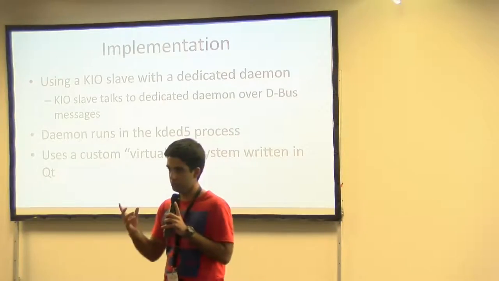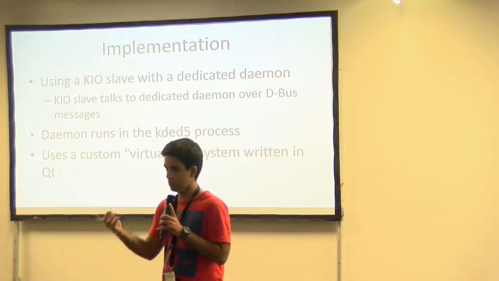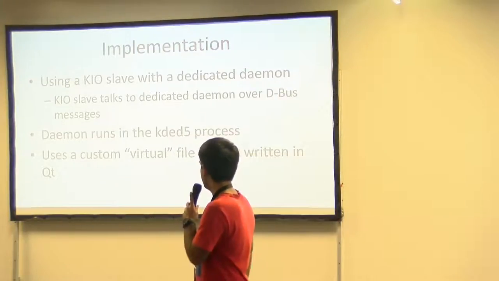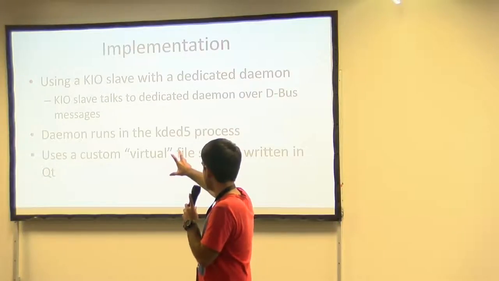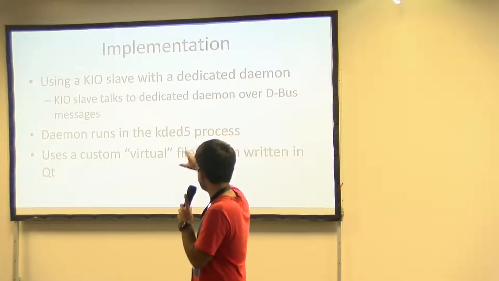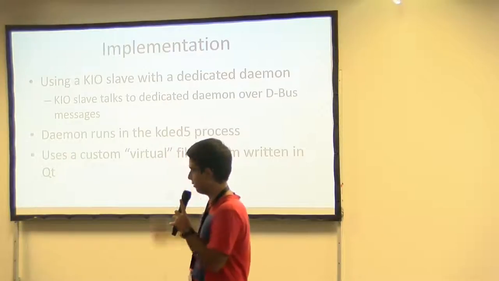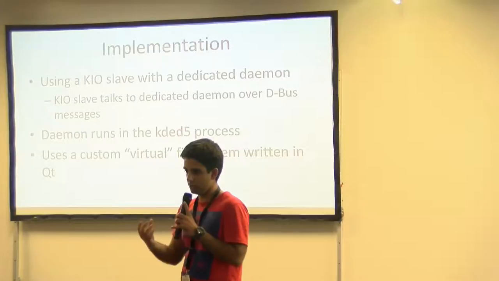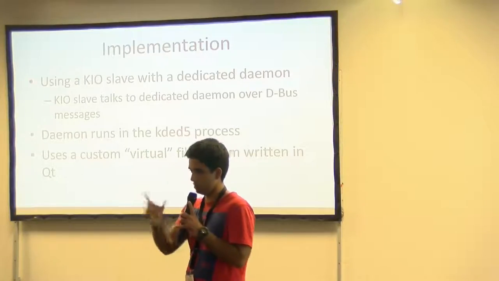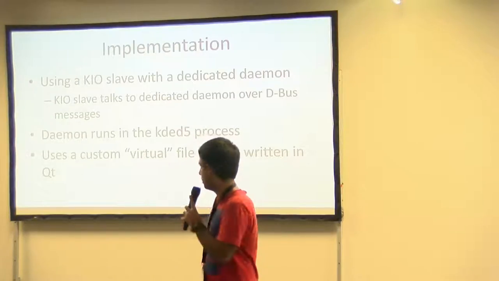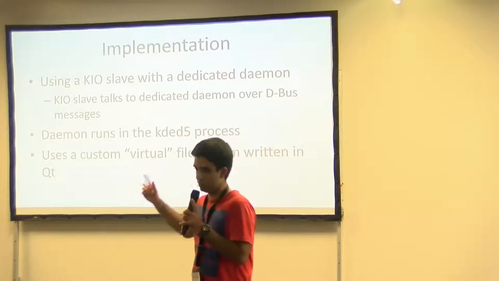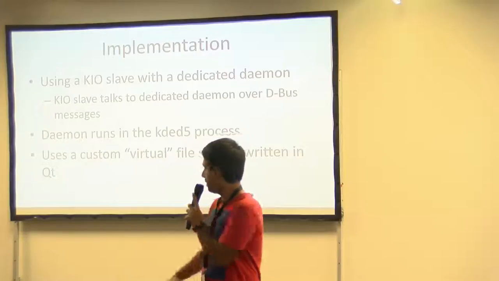You can use it as a plasmoid. You can use it in any other file manager which supports KIO. You can use it in Dolphin as well, obviously. And how this works is that the KIO slave is talking to a daemon which is running in the KDED5 process. This daemon is just holding the list of files and the URLs, obviously, and the source files. And the KIO slave is talking to this process using D-Bus, QDBus more specifically.